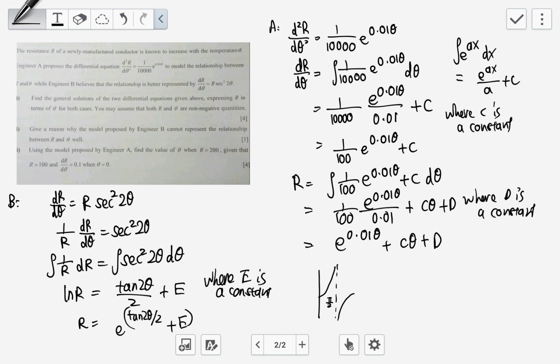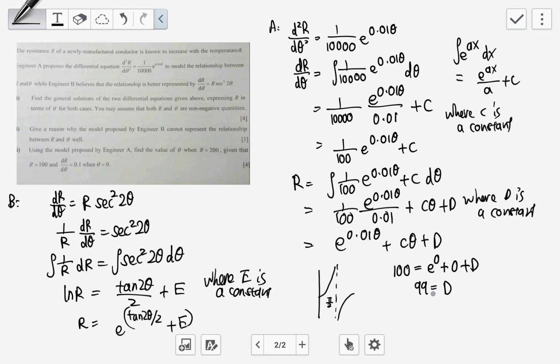So let's say my R equals 100 when theta equals 0, so e^0 plus 0 plus D. That helps me solve for my D. My D is just equal to 99 because e^0 is 1, so D equals 99.